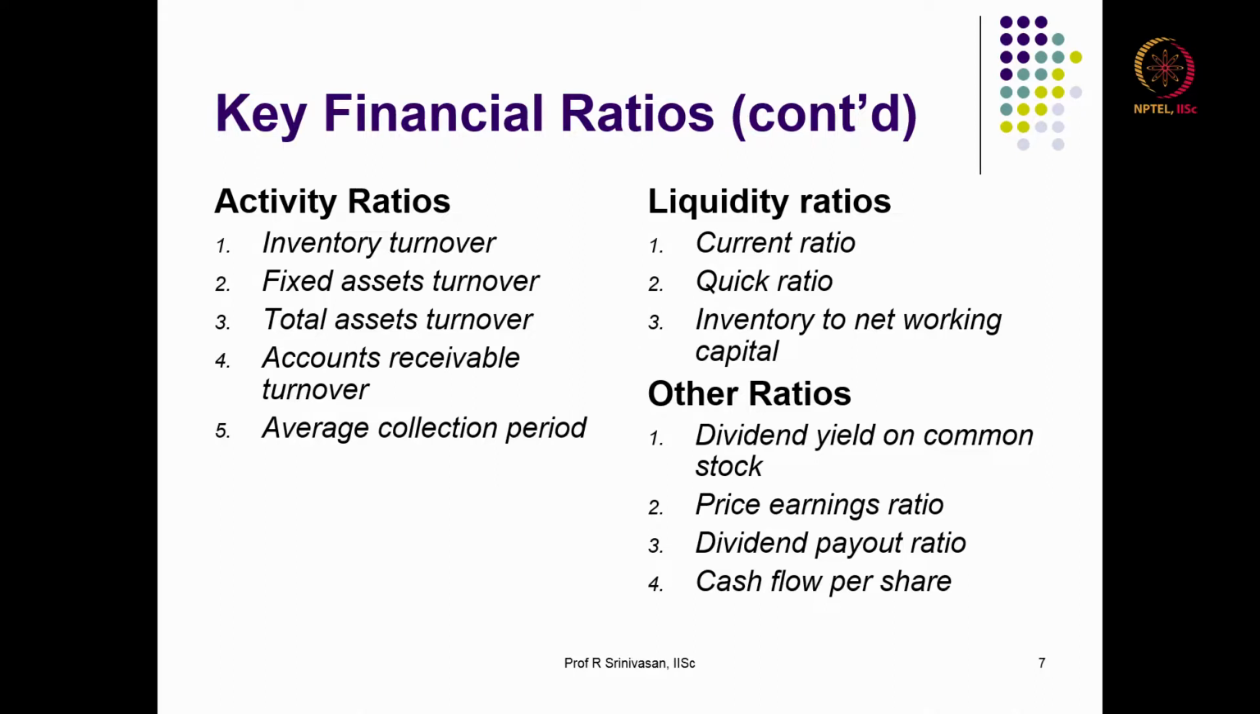Then the cash flow per share, that is after tax profits plus depreciation divided by the number of common shares outstanding, gives a measure of the discretionary funds over and above expenses available to the firm. So, this is a very good summary which is given in this book.